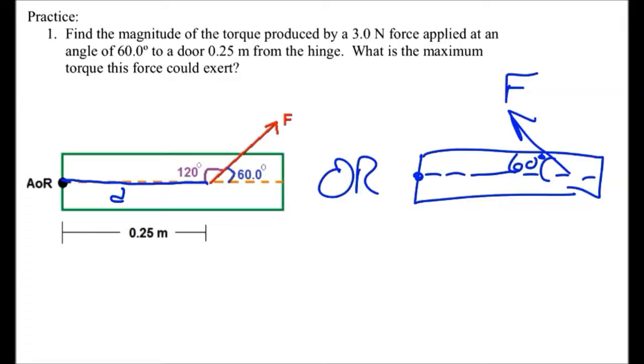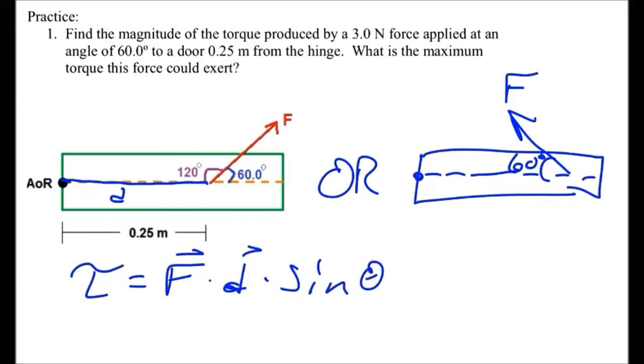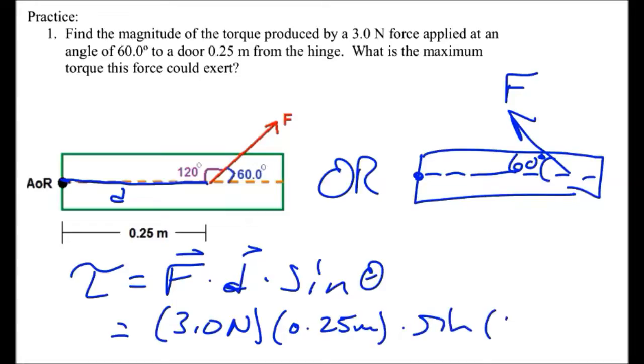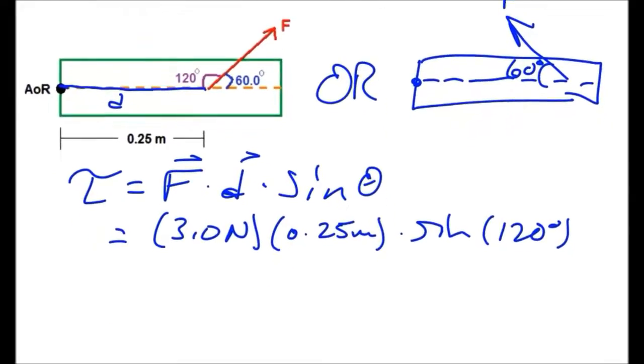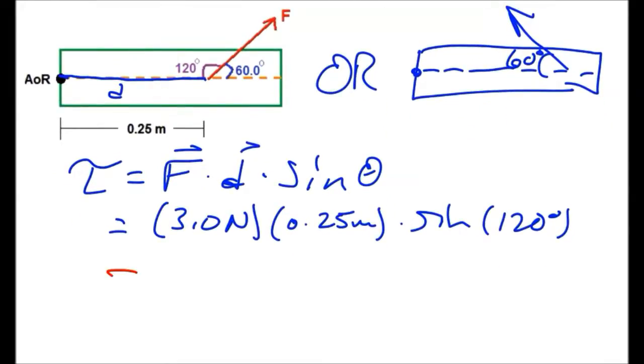Okay, so let's go ahead and plug some stuff in then, all right? What's my torque equation? Thank you. All right, so now let's go ahead and plug stuff in. So we've got a 3 Newton force. What's the lever arm length? 0.25 meters. And then we'll say times the sine of, and I'll just do 120, okay? All right, so type that stuff in. How many sig figs should our answer have? 2. All right, so raise your hand when you know the answer. Isaac?